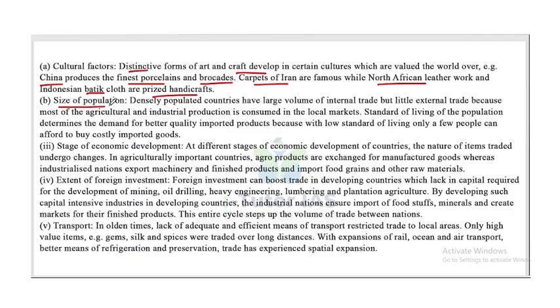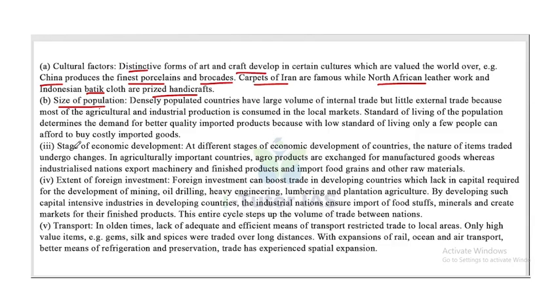Now, size of population. Densely populated countries have a large volume of internal trade but little external trade, because most of the agricultural and industrial production is consumed in the local markets. Now, standard of living of population determines the demand for better quality imported products, because with a low standard of living, only a few people can afford to buy costly imported goods.